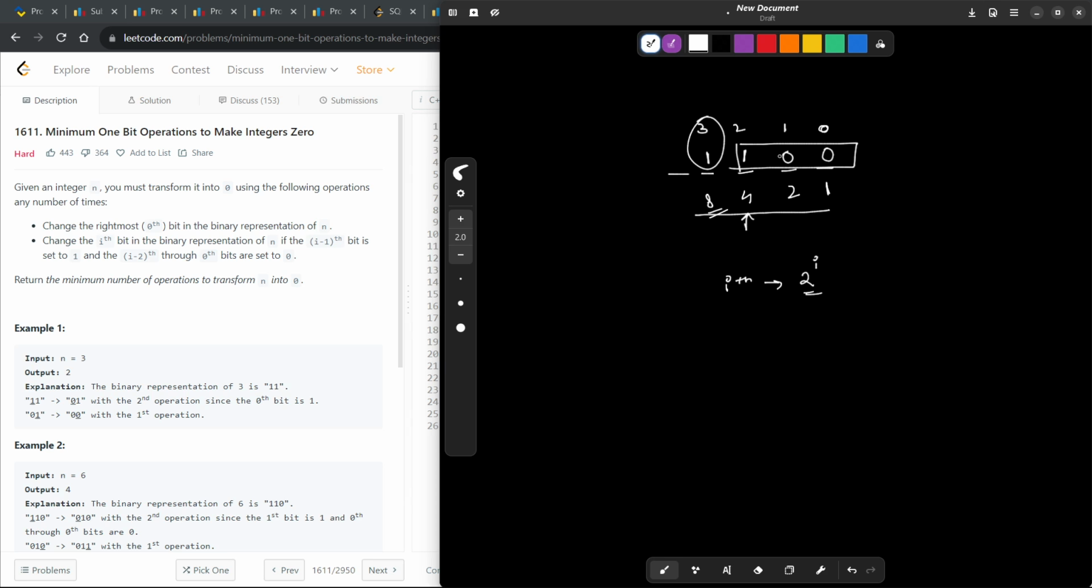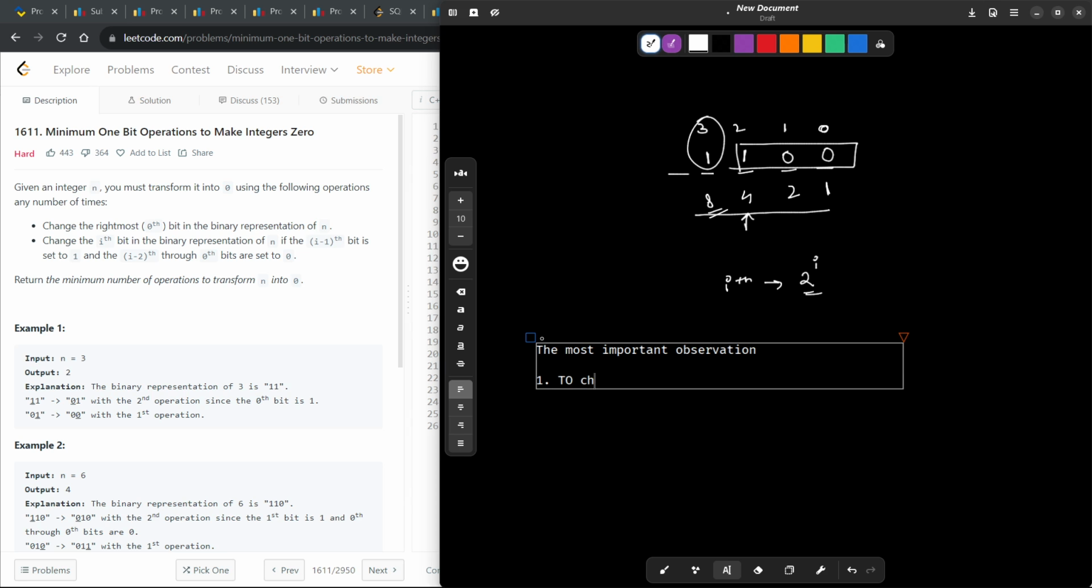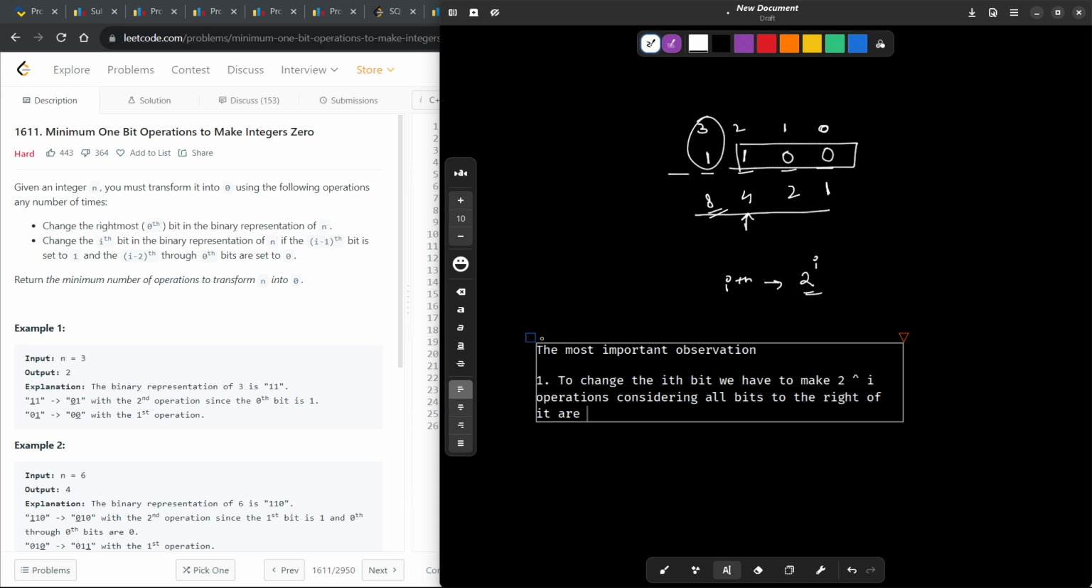So that means, let me just write it more formally. The most important observation in this particular problem is: to change the ith bit, we have to make 2 raised to the power I operations, considering all bits to the right of it are 0. And we are going to base our final solution on this particular observation. So how do we actually solve it after that?